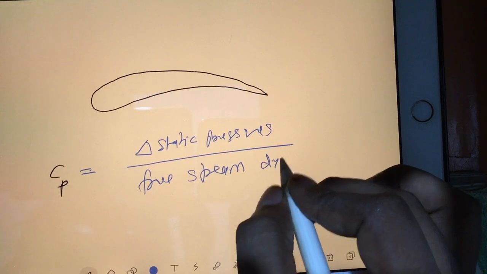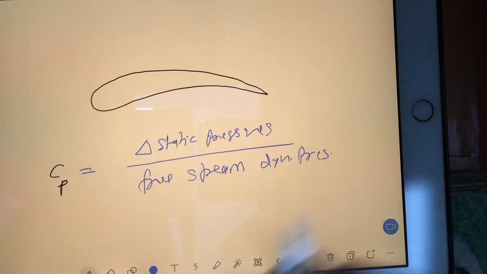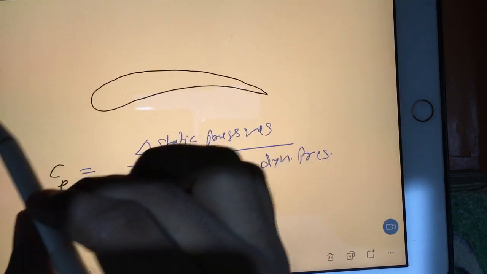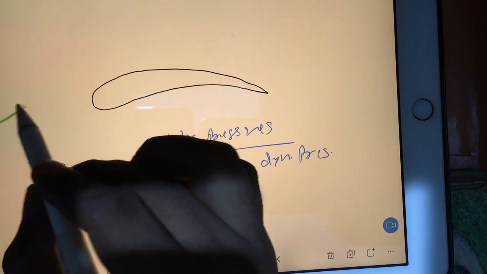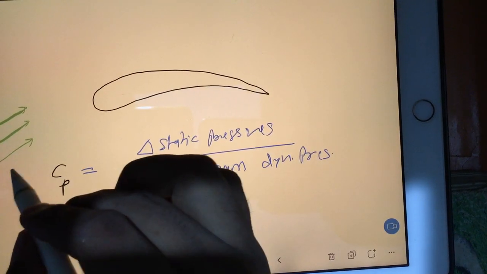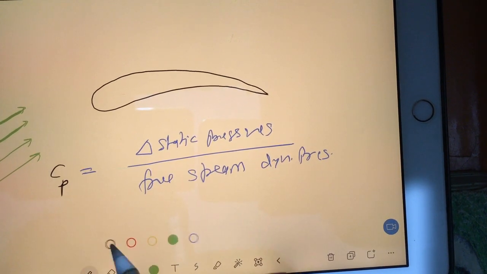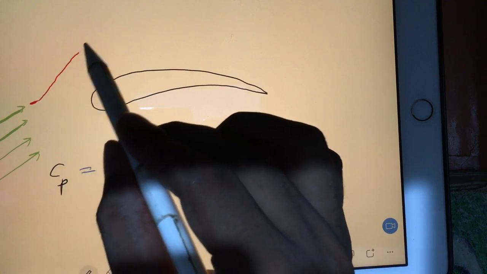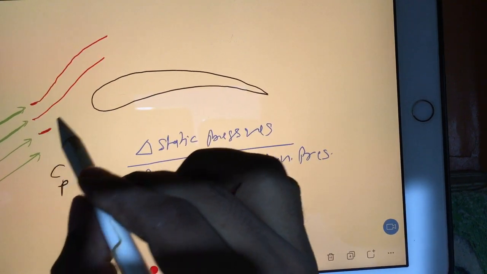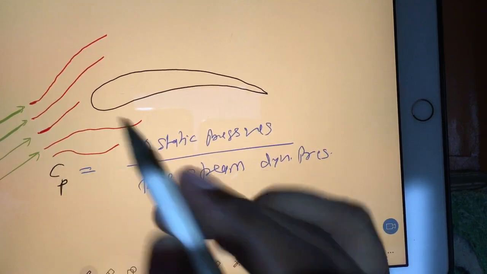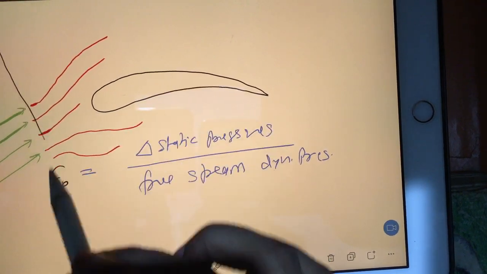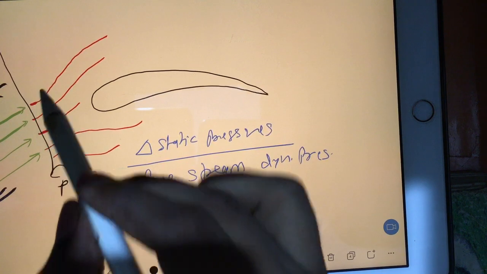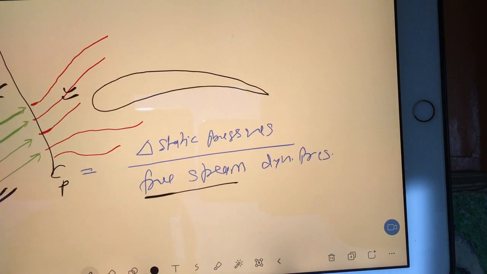Free stream dynamic pressure. What is this? As you know, when I was teaching the class, till a certain distance, your air will not be disturbed. After that, air will get disturbed, right? So the portion of the air, like this portion, this side, air is not disturbed, right? It is free from the disturbance. So you can say this is the free stream.